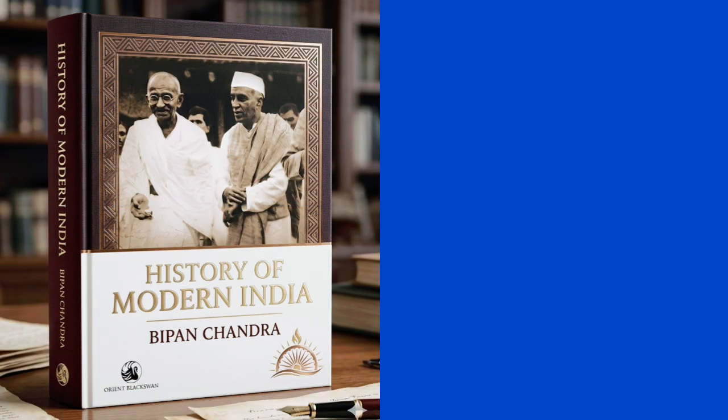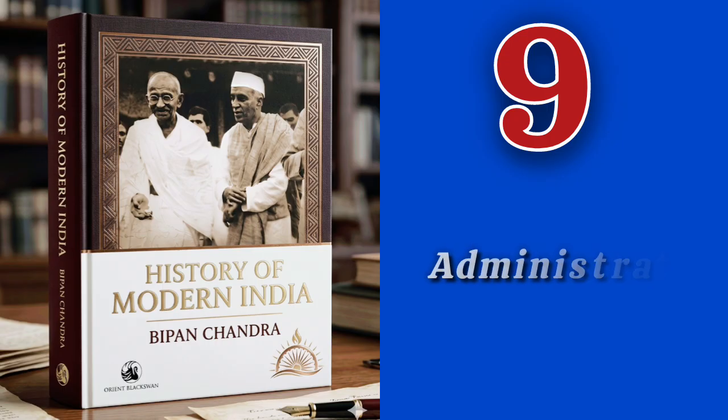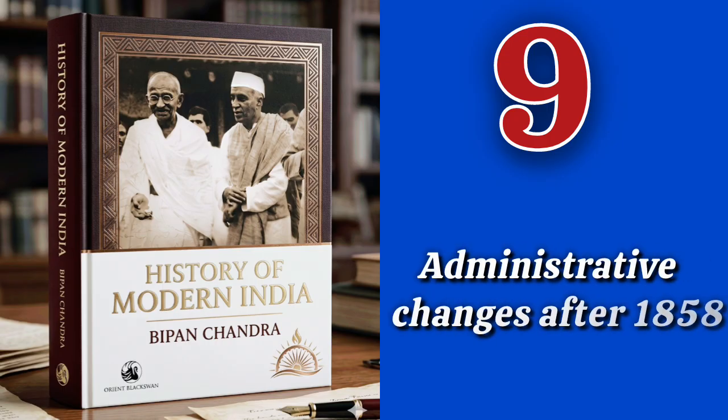This is the History of Modern India by Bipin Chandra. Chapter number 9, Administrative Changes after 1858. The revolt of 1857 gave a severe jolt to the British administration in India and made its reorganization inevitable. In fact, Indian society, the Indian government, and the Indian economy all underwent significant changes in the decades following the revolt.